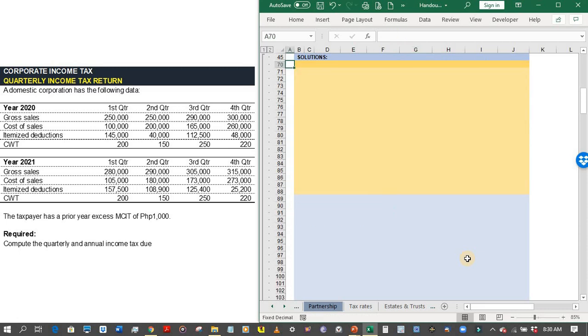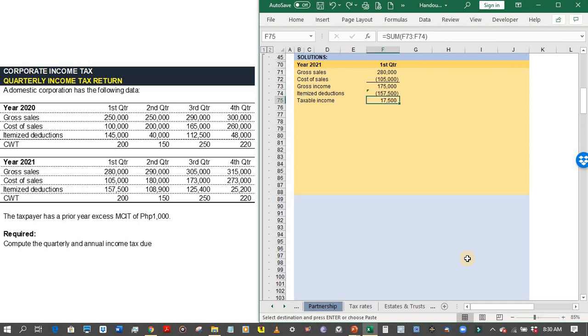So now let us proceed to 2021. So again, this is quarterly reporting. So let us start with the first quarter with gross sales. The gross sales is 280,000 pesos, then deduct the cost of sales of 105,000 pesos. That is a gross income of 175,000, then less itemized deductions of 157,500. Then the taxable income for the first quarter is 17,500.